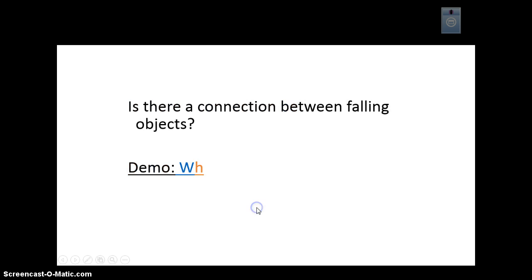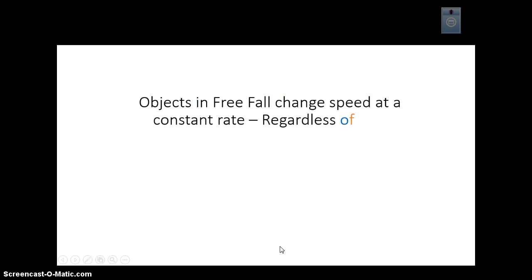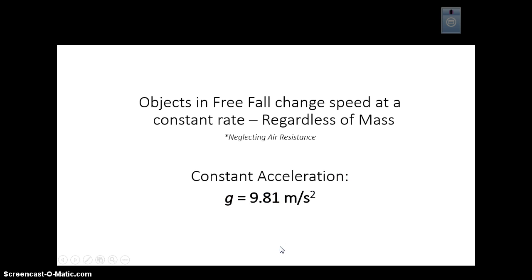So the main idea is that objects under free fall undergo constant acceleration. Now notice I didn't say speed or velocity. Acceleration means it's speeding up. So if you think of an object being dropped, it's getting faster and faster at this rate, 9.81. This is our magic number in physics. Just like pi is 3.14, g is 9.81, where g represents the acceleration of falling objects.